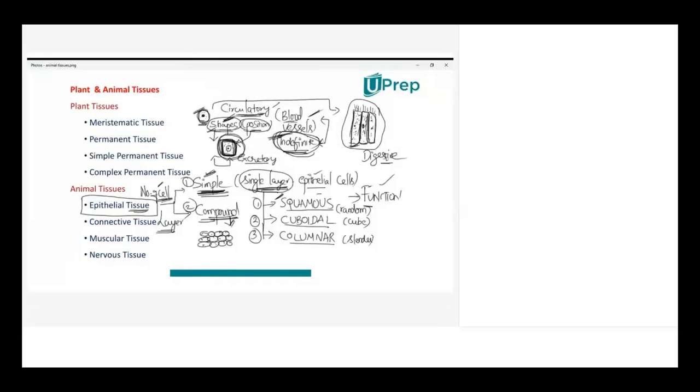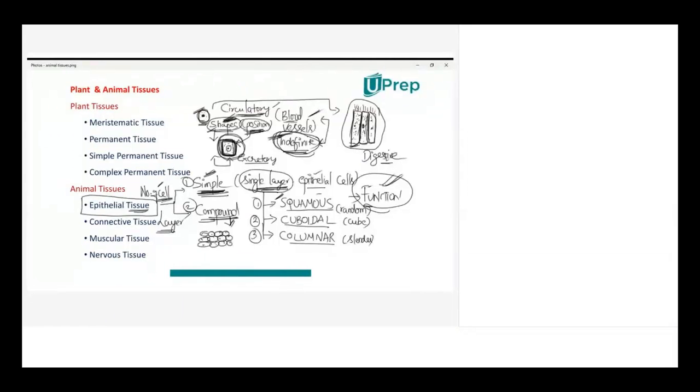Why is the shape changing? This is the point you have to understand. There's a whole concept over here, based on the functional aspect. Why are there different shapes? Everybody will learn these shapes and names, but why is the shape changing? That's the first point I introduced. In order to carry out the functional aspect, the shape of the epithelial cell is changing.